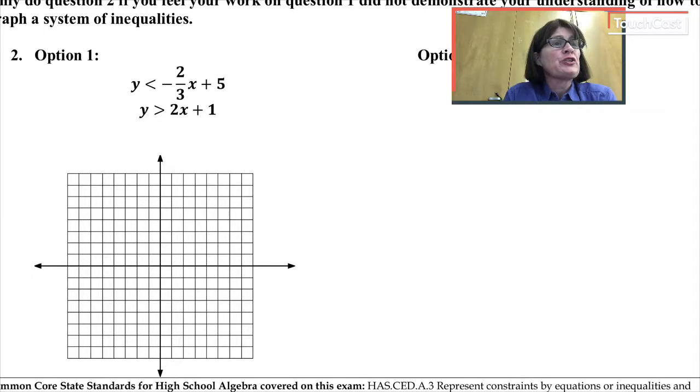Hello, scholars. Let's review question 2 from your quiz. You've been asked to graph a system of inequalities. Remember, that means we're going to graph the two inequalities and look for the place where the shadings overlap.